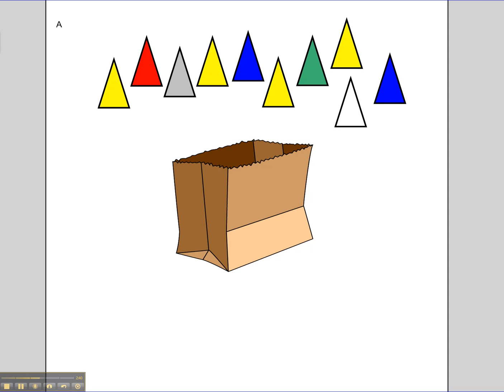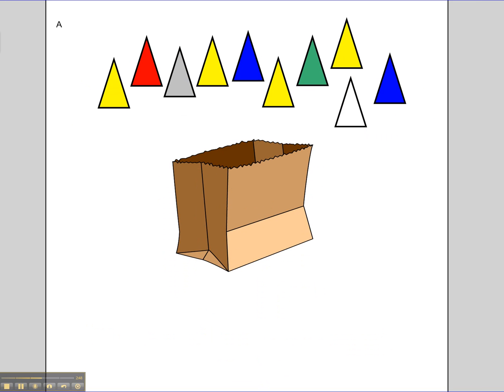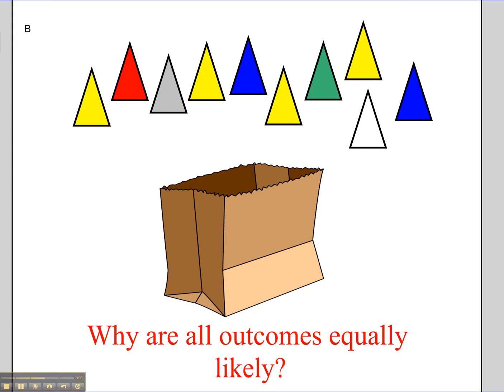Question A asks us, how do you know that there are 10 outcomes in Jason's experiment? Well, we know that there are 10 outcomes in Jason's experiment because there are 10 sock puppets, and so there's 10 things that we can pull out of the bag, and each one has a chance of being pulled out.